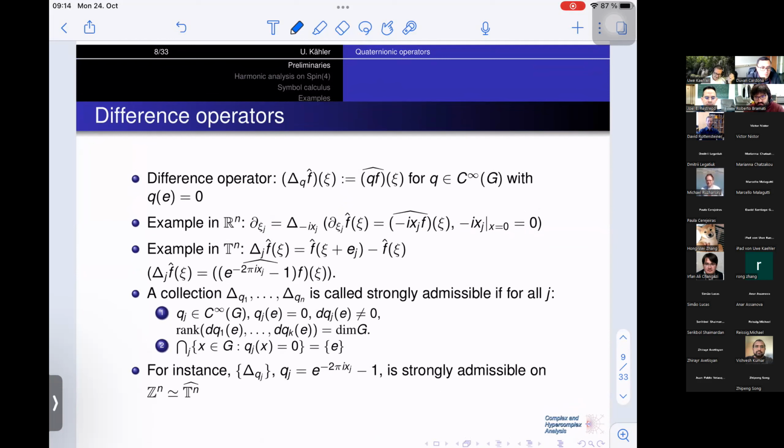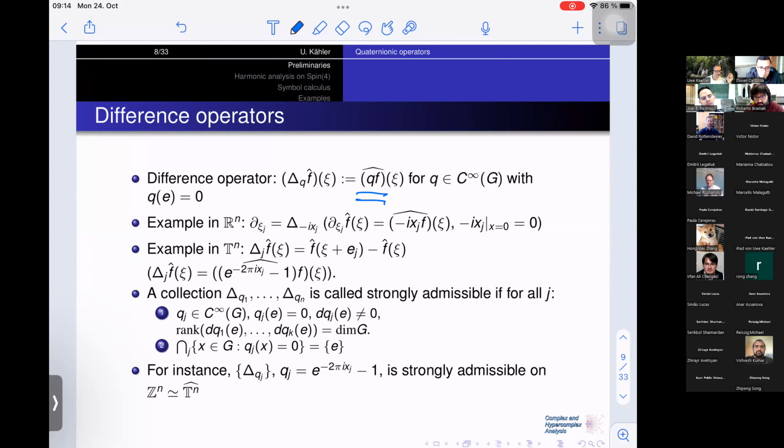So what they introduce basically is kind of difference operators coming from multipliers. You choose a multiplier, which presents the identity into 0, and that gives you always a difference operator. So I put here the example in Rn. Of course, that's continuous, so there's the classic derivative. But on the torus, that's basically the classic example.